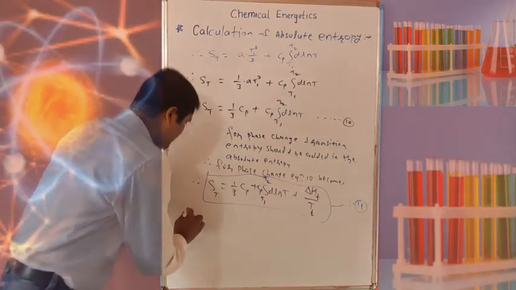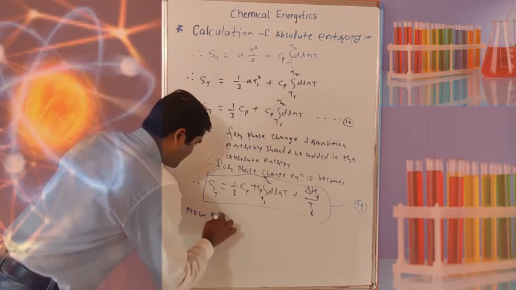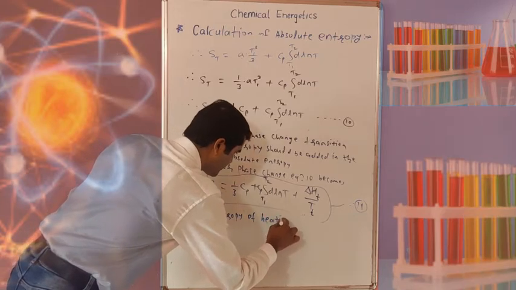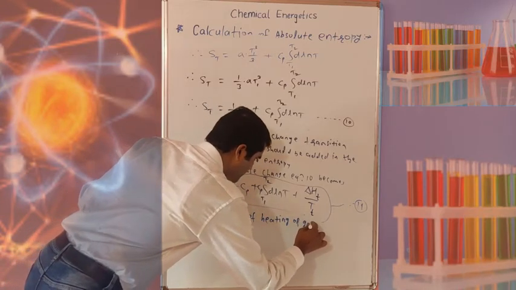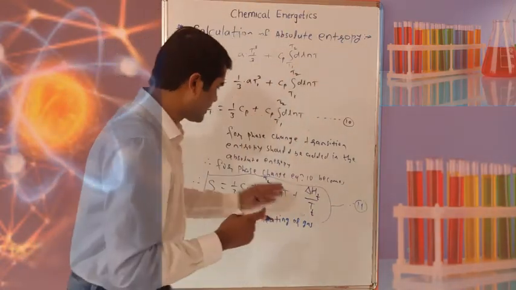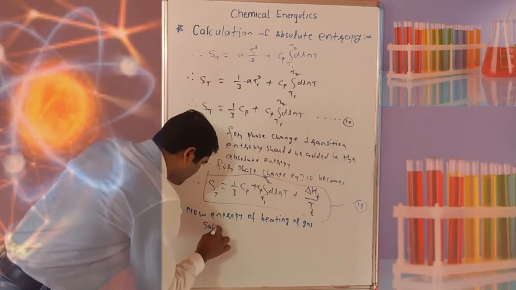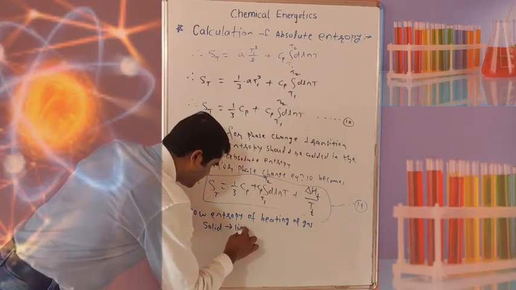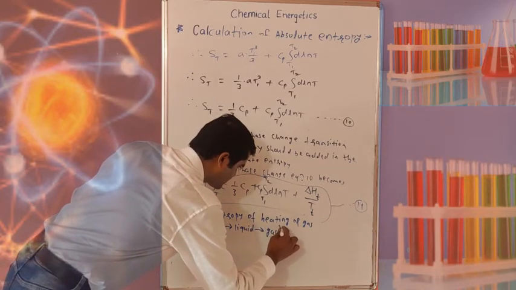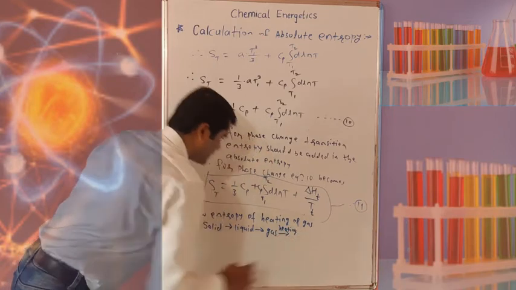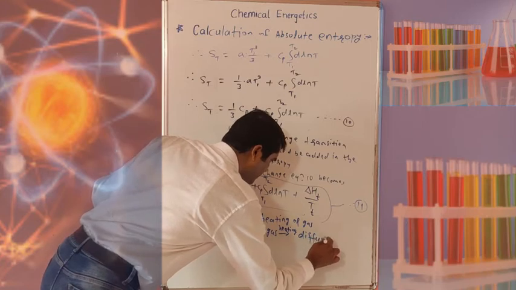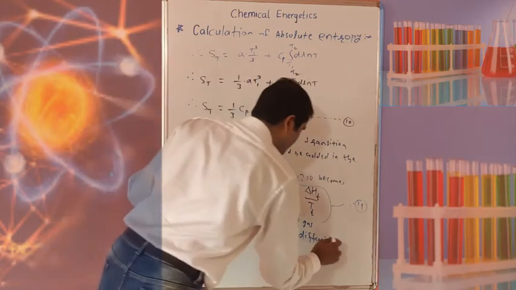Now the absolute entropy of heating of gas. If gas is heating, there will be diffusion of gas. But how is gas formed? From solid to liquid, liquid to gas, and again we are heating the gas. So this way the process is there. So heating the gas, then diffusion of gas will be there, and this is increasing entropy.